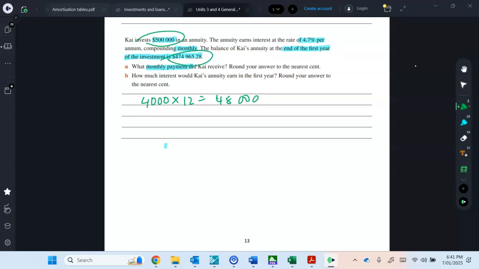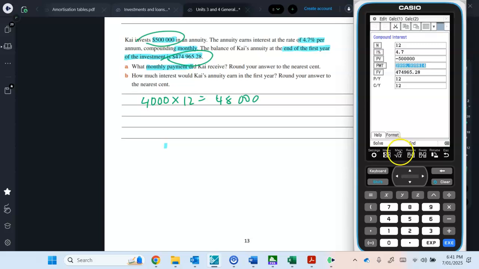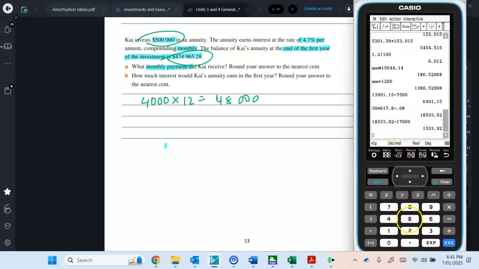Let's just have a look at the difference between our present value and our future value, our principal and our current value. So 500,000 minus 474,965.28. Whoops. All right, so we've got 25, so it's only gone down $25,000 because even though Kai has received 48,000, you've also got some interest.